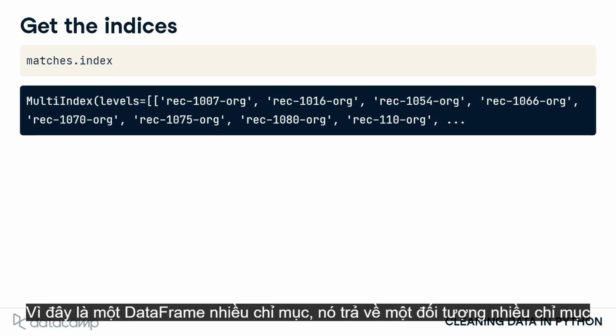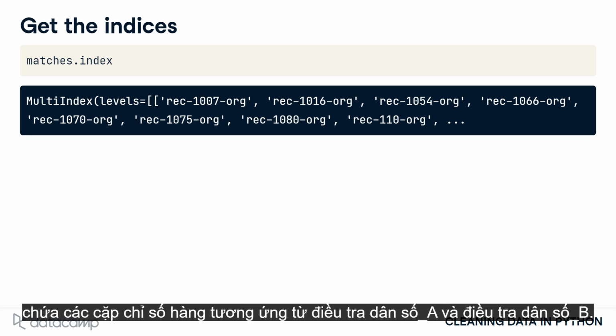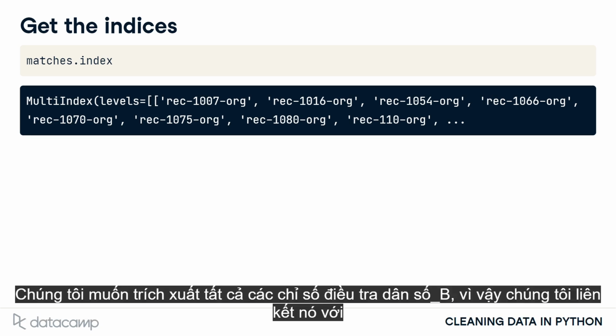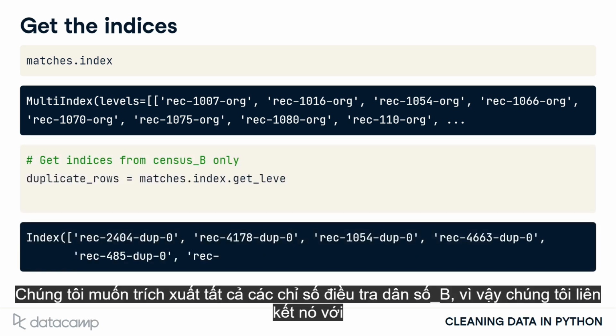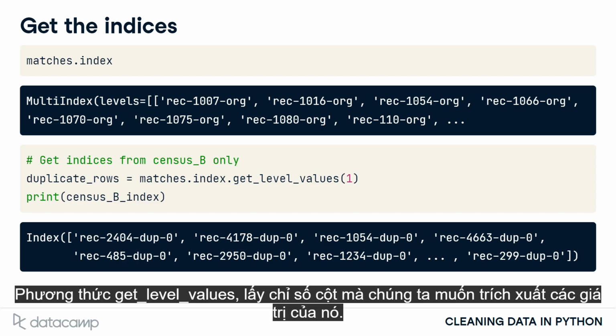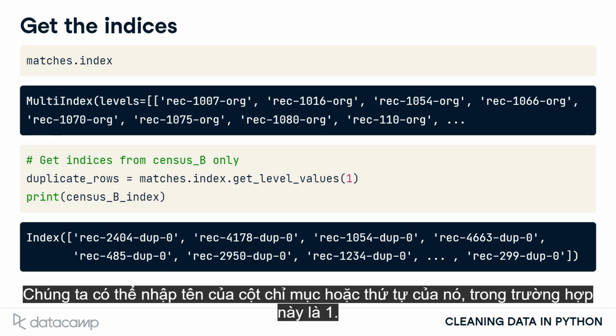Since this is a multi-index data frame, it returns a multi-index object containing pairs of row indices from census A and census B respectively. We want to extract all census B indices, so we chain it with the get_level_values method, which takes in which column index we want to extract its values. We can either input the index column's name or its order, which is in this case 1.